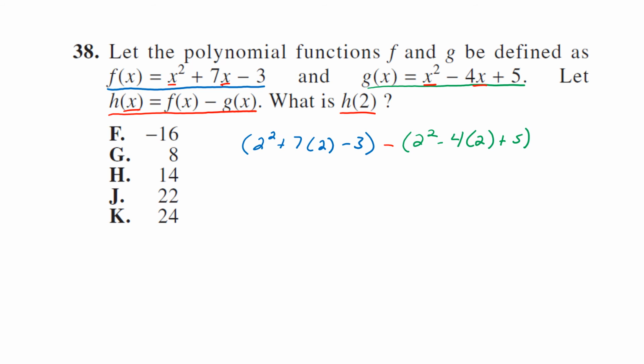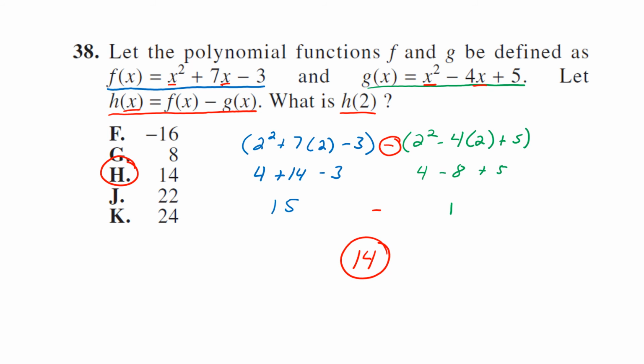Now we're dealing with real numbers. Pretty easy to deal with. 4 plus 14 minus 3, that's 15. And then we have 4 minus 8 plus 5, that's 1. So 15 minus 1 is 14. So our answer is H. It's actually a pretty easy number 38 if you just know what to plug in the numbers.